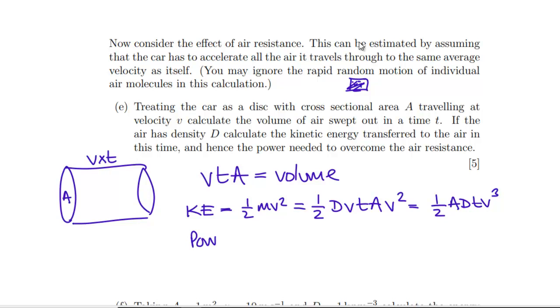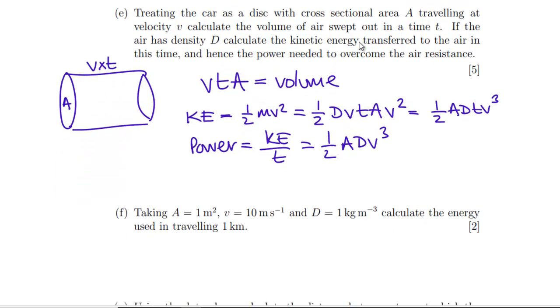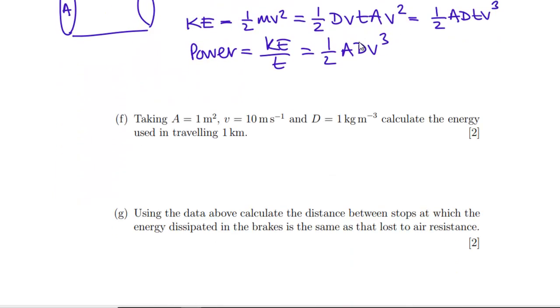Hence the power needed. The power is going to be the kinetic energy divided by the time, so we just need to take the t out. Half A d v cubed. Right, so far so good. Where are we now? F. Taking A is that, v is that, d is that. Calculate the energy used in travelling 1 kilometer.